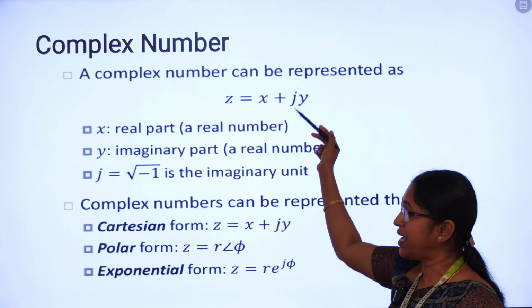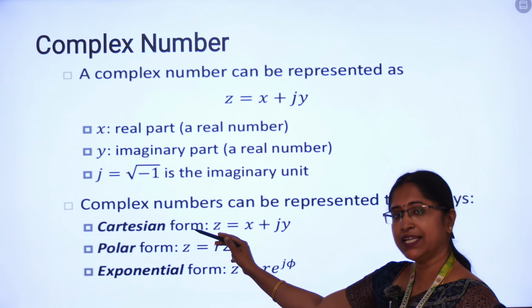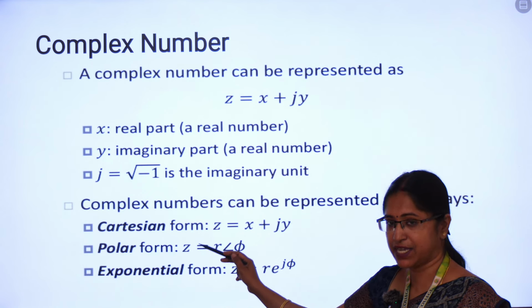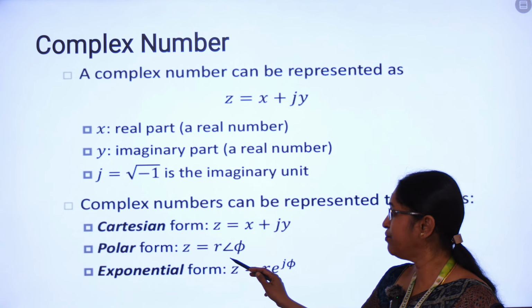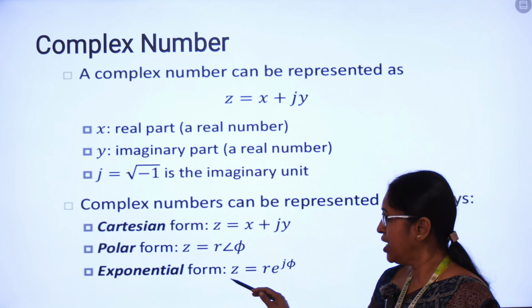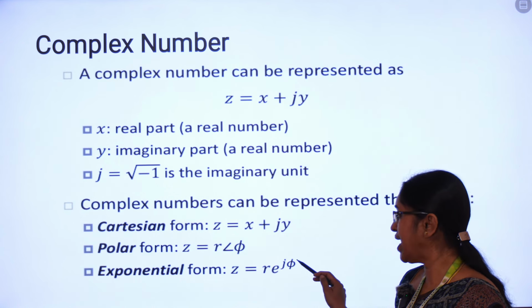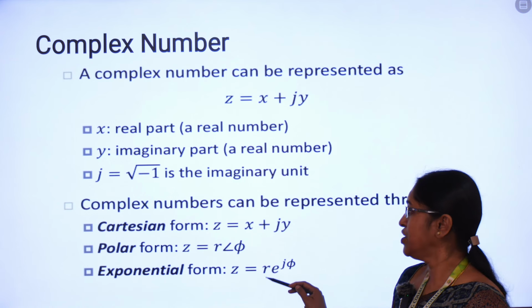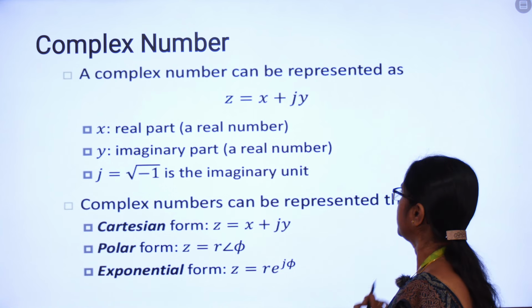This can be represented in three different ways. One is Cartesian form. The other name for Cartesian form is rectangular form. You can represent it in polar form, where you have magnitude and angle alone. And the last one is your exponential form, where your magnitude and angle are represented exponentially. So these are three different forms in which you can represent your complex numbers.